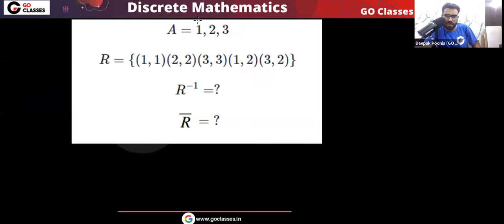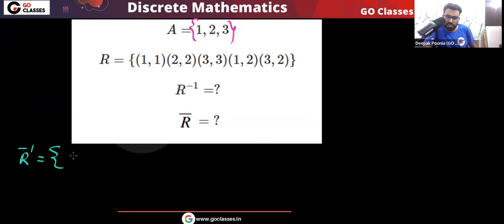Consider this example. We have this base set A containing three elements, 1 to 3, and we have relation R. Then what will be R inverse? What will be R bar? Remember, this is R inverse, the inverse of R, and this is R bar, the complement of R. Understand the difference? Okay.